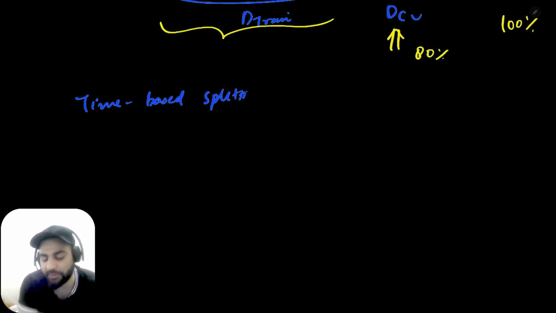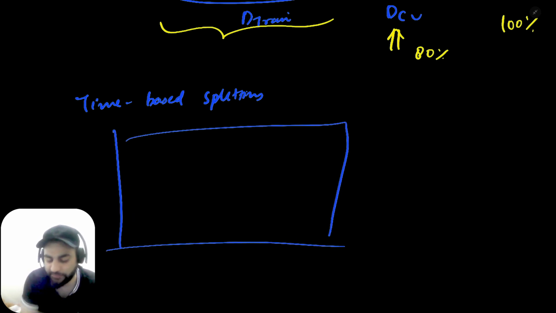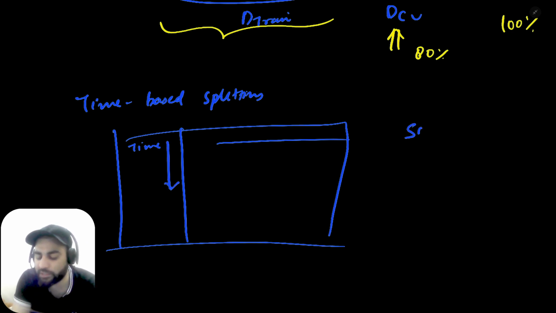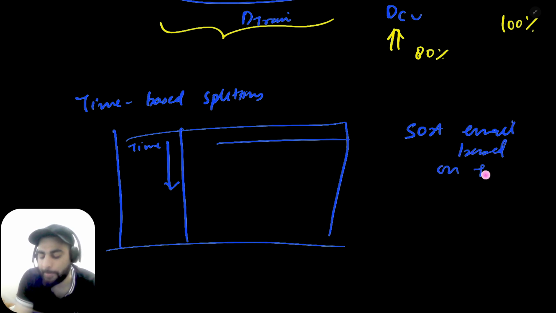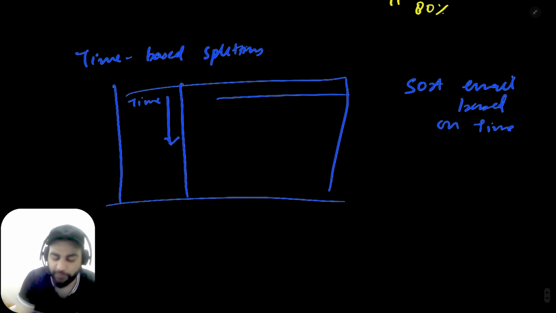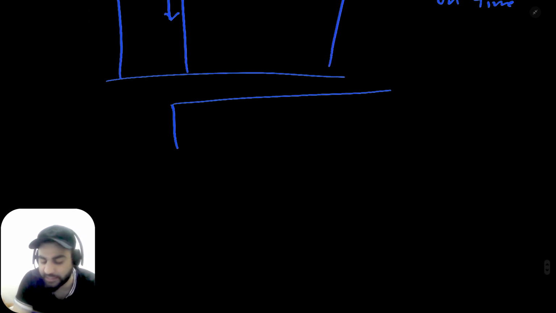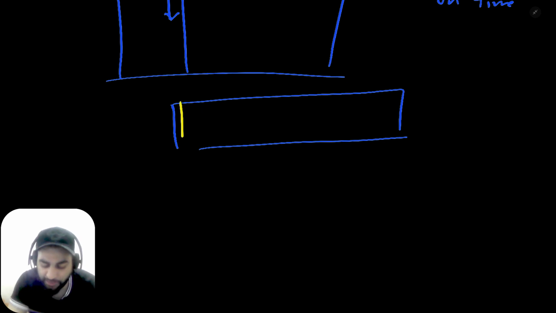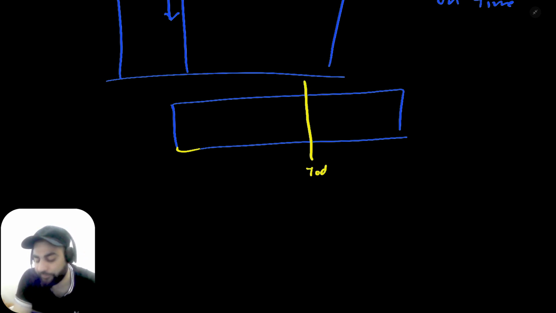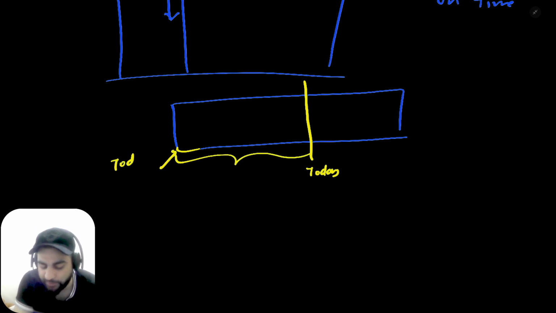What is the meaning of time based splitting? Now we'll have a time column in these emails. We'll have these emails written and the corresponding time. So we'll sort the emails based on time. Now if we have sorted emails based on time, let's suppose this is our data set: email 1, email 2, email 3, like this, sorted on time. This is my today, so I'm right here. This is today minus 90 days, so this whole data is for 90 days.